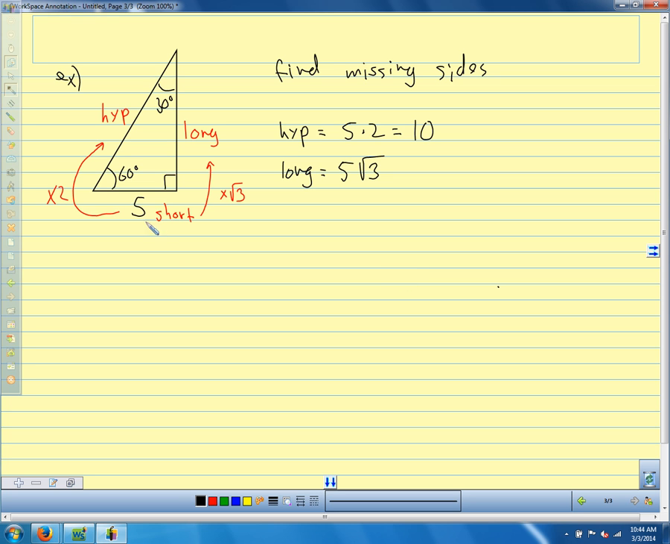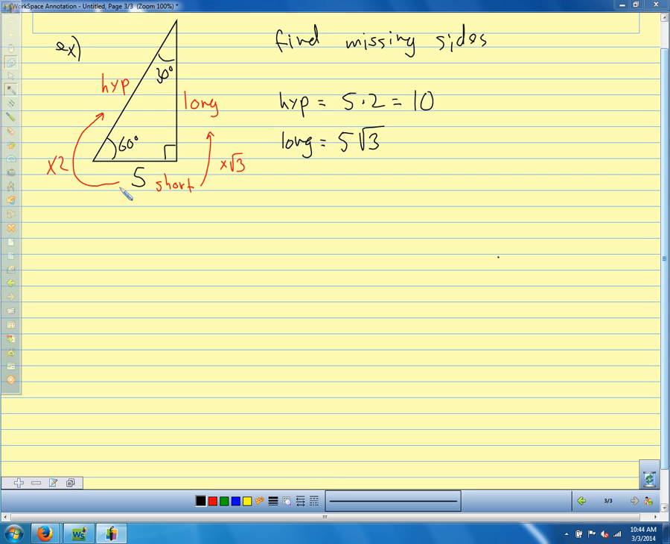Because in this one they gave us the short side, that's the only one we know. So we have to use that one to get to the other sides. So it depends on how the problem is set up. But our short side is always our key. If we have our short side, then we're home free, because we just do these two things. If we have one of the other sides, then we want to find the short side first. Okay? And we'll do one of those next. All right, questions here? All right, so here's our triangle for our next example.